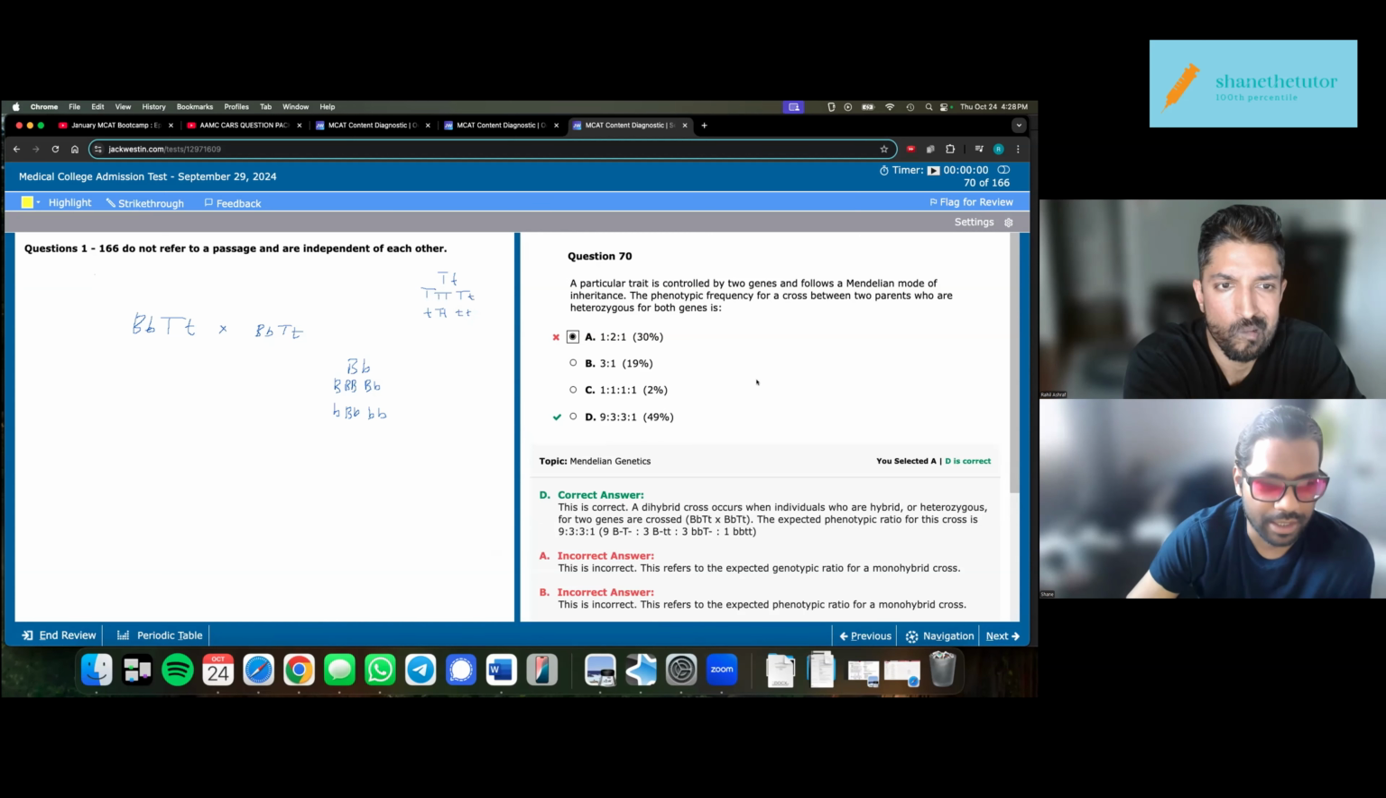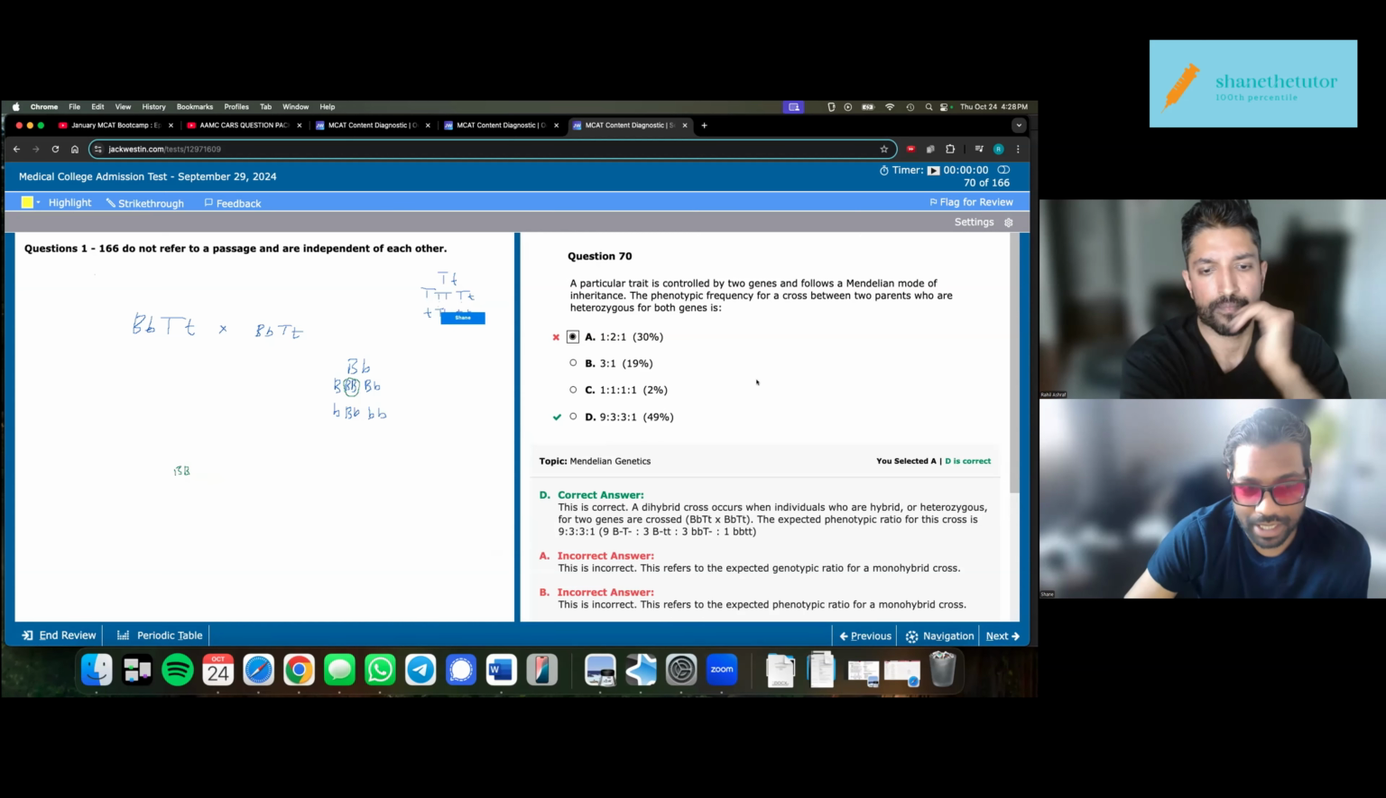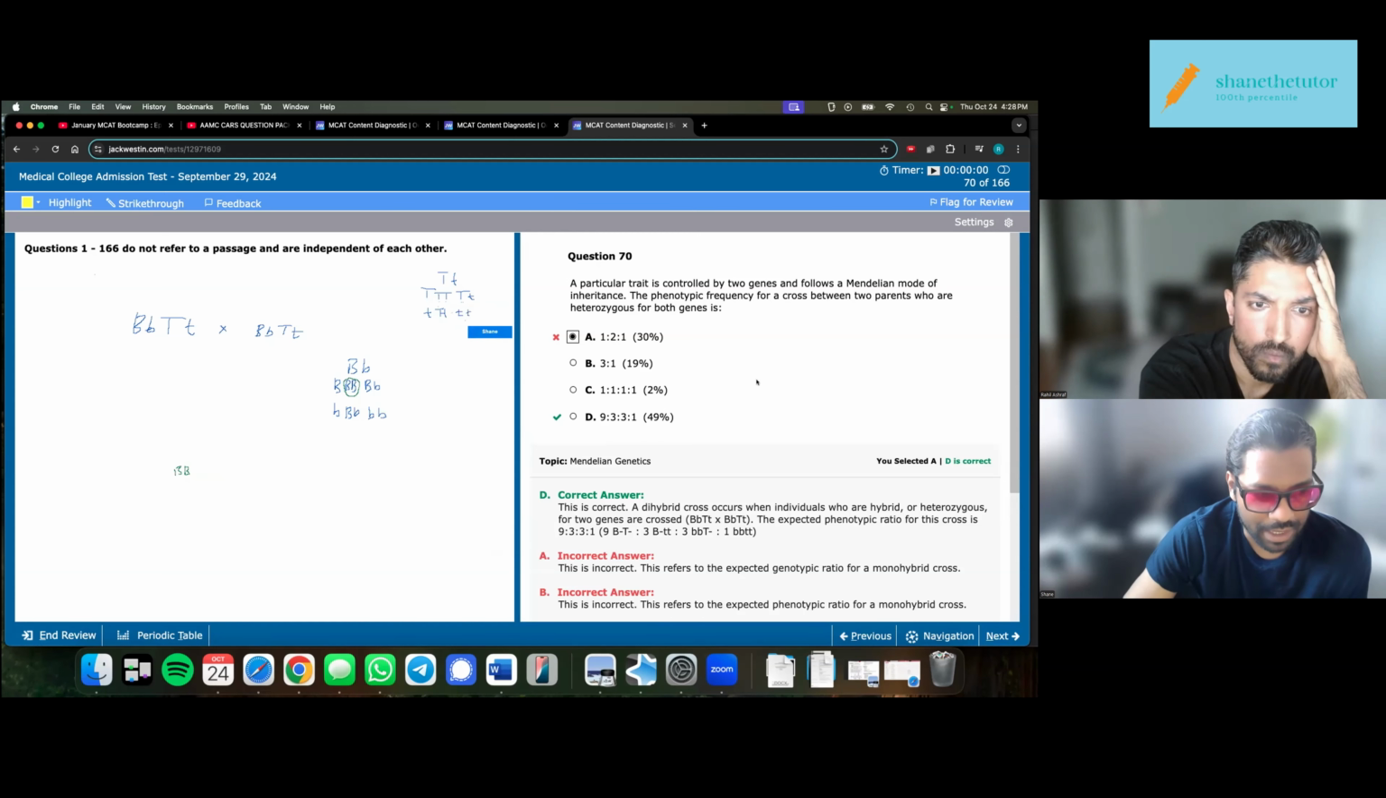So basically if you now look at the combinations, for instance, if we start with big B and big B, let's look at the T's. There's three combinations of the T's, right? It could be big T, big T, could be big T, little t. It could be little t, right?